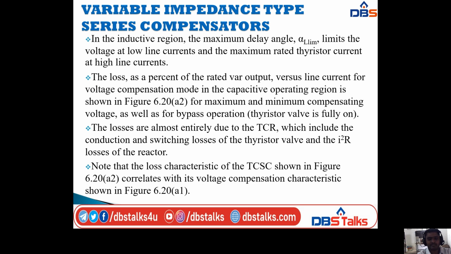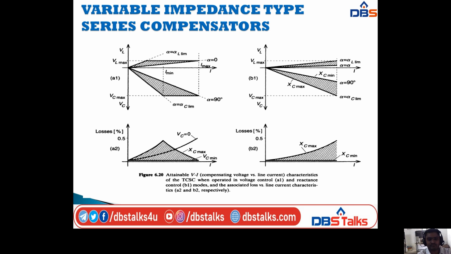Okay, so the losses are almost entirely due to the TCR, that is thyristor controlled reactor, which include the conduction and switching losses of the thyristor valve and the I squared R losses of the reactor, that is copper losses. So note that the loss characteristic of the TCSC shown in the A2 diagram correlates with its voltage compensation characteristic shown in the A1 diagram, that is these two.